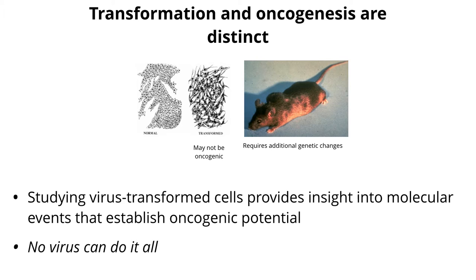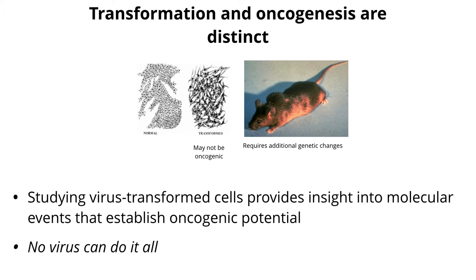Now, a key point to remember, this is important. Transformation and oncogenesis are two different things. Transformation is taking a cell that would normally have a finite lifespan in culture and making it live forever. You make it transformed, you give it all those other properties that we just listed in addition to living forever. So again, on the left there are transformed cells. These may or may not cause tumors in an animal. To make a tumor, you need additional genetic changes.